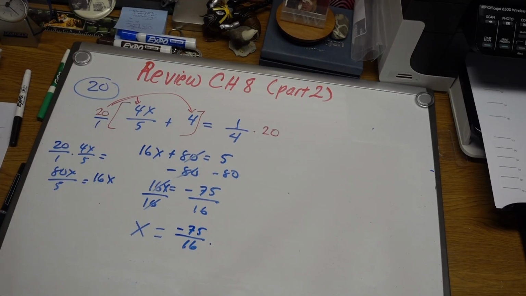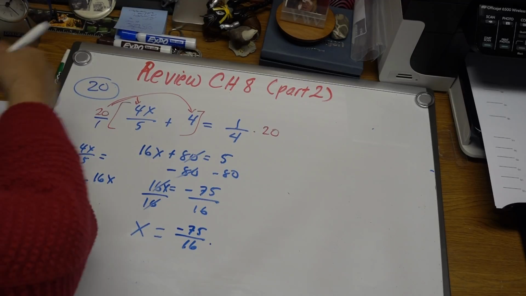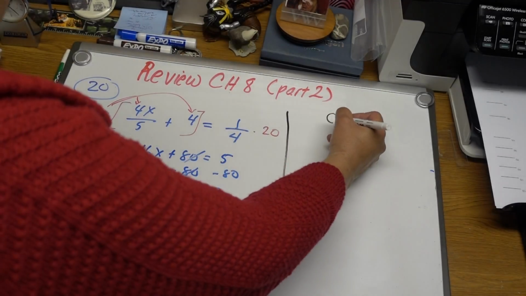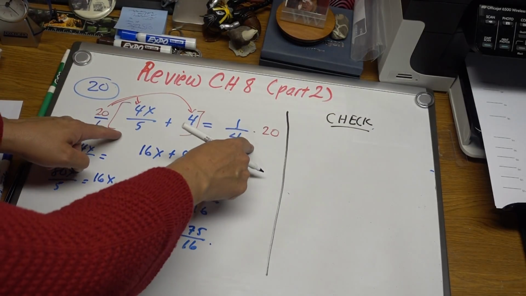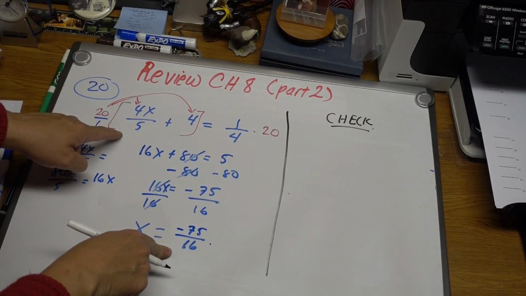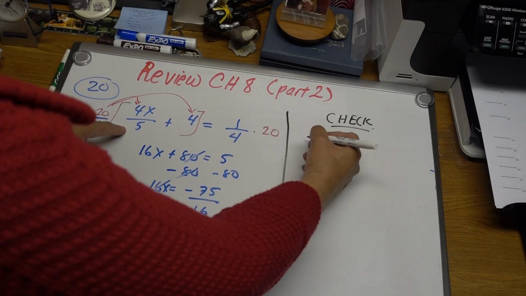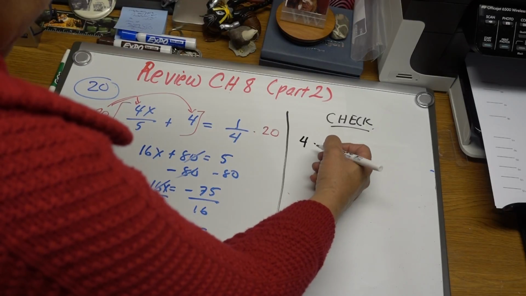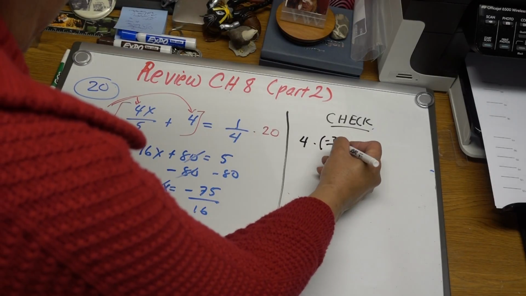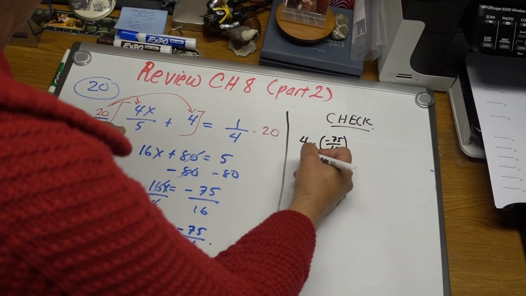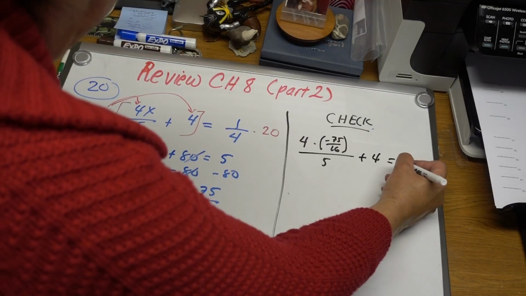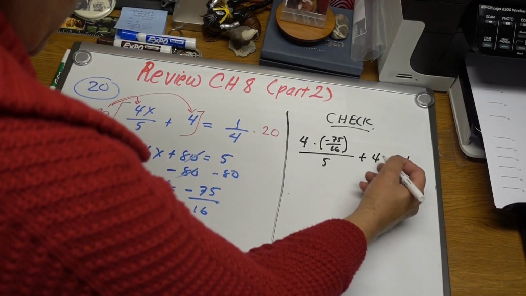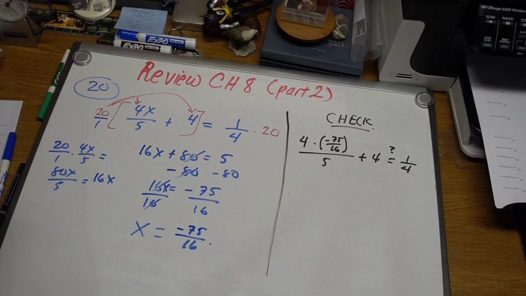And you can always check for extraneous solutions. Checking part is part of your grade, so let's do the checking part. This is the original problem. Now we have x equals negative 75 over 16. So we have 4 times negative 75 over 16 over 5 plus 4, which should be 1/4. Well, we are finding out.